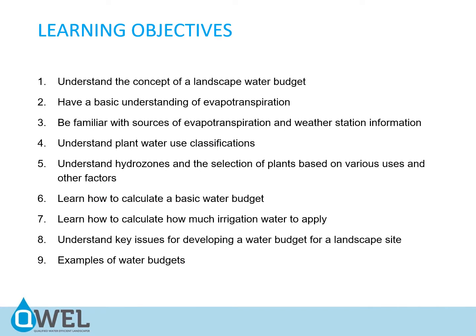Learning objectives. Understand the concept of a landscape water budget. Have a basic understanding of evapotranspiration. Be familiar with sources of evapotranspiration and weather station information. Understand plant water use classifications. Understand hydrozones and the selection of plants based on various uses and other factors.